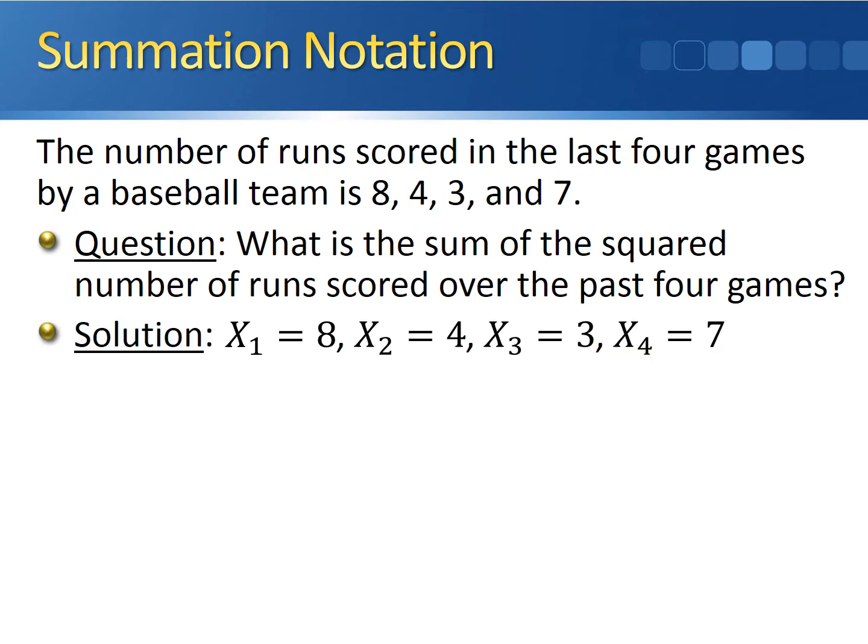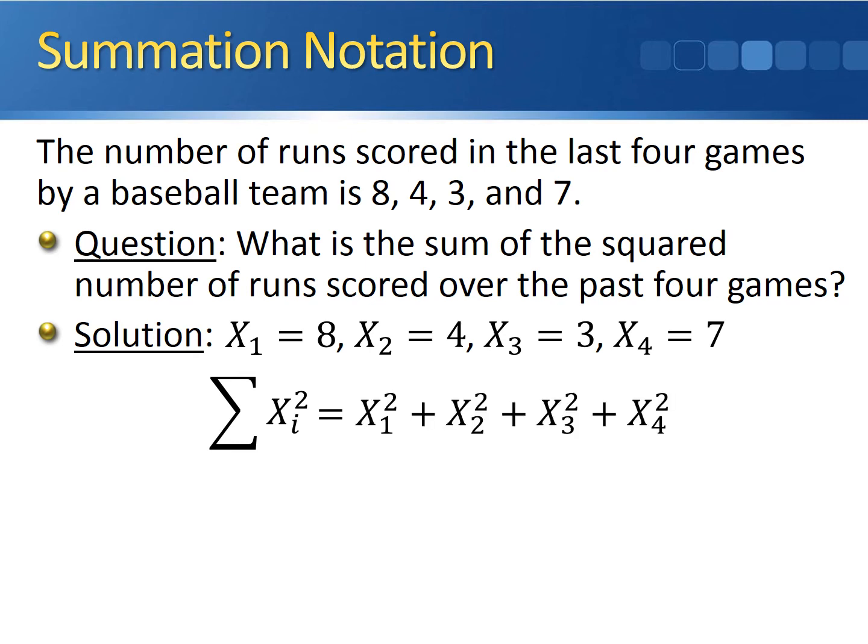x1, x2, x3, and x4 still represent the same numbers, but our summation is going to look a little bit different. This expression here with the summation symbol out in front and x i squared following means that we'll take each number, square it, and then sum the squared values. So this particular notation means that we'll take x1 and square it, add on x2 squared, add on x3 squared, and then finally add on x4 squared.